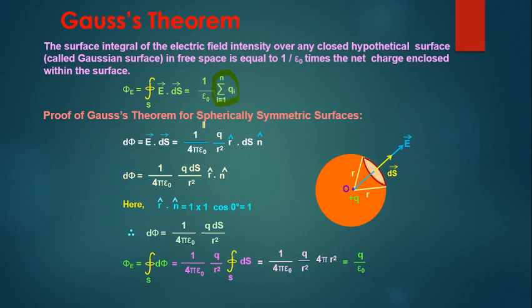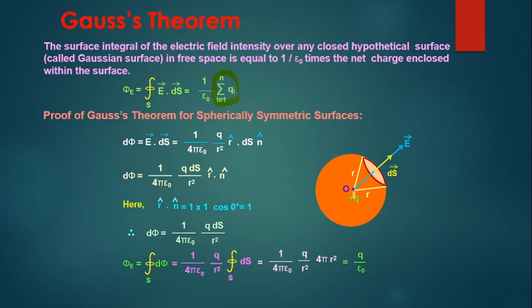Now the proof for the Gauss theorem, for spherically symmetric surfaces. Consider a point charge placed at the point O, and we have to prove the Gauss theorem for this point charge.